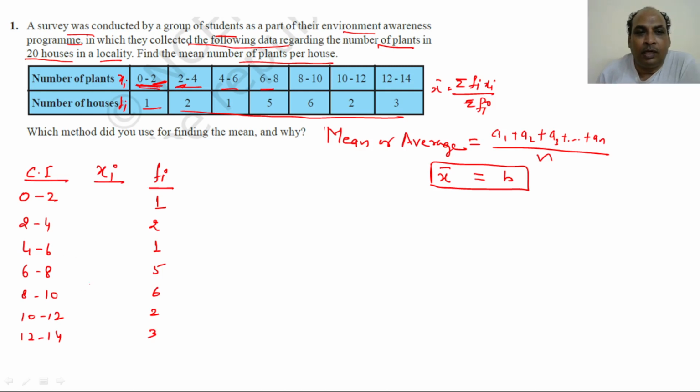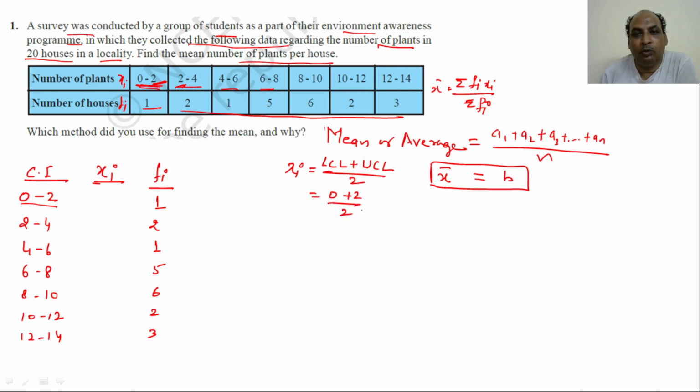Now how do we find this xi? So xi is the average of the class. We need to add, so how are we finding it? Lower class limit plus upper class limit divided by 2. So lower class limit is 0 plus 2 divided by 2. It is giving us 1.